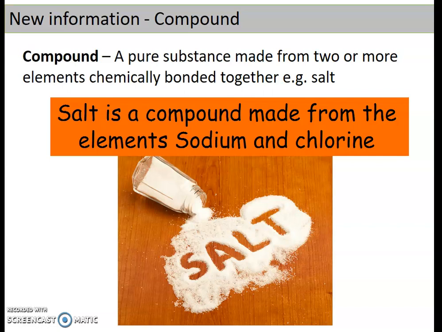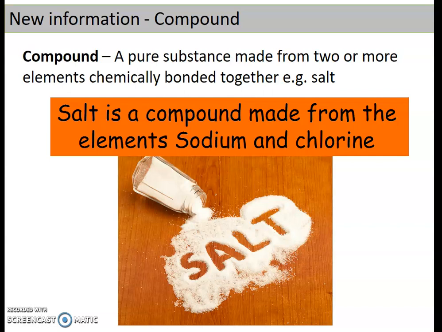So a compound is a pure substance that's made from 2 or more elements chemically bonded together. Now it's really important when you're asked to define what a compound is that you say that it's chemically bonded together. If you don't say that and you just say they're joined together, it doesn't mean the same thing. So make sure you say that really key word, chemically bonded.